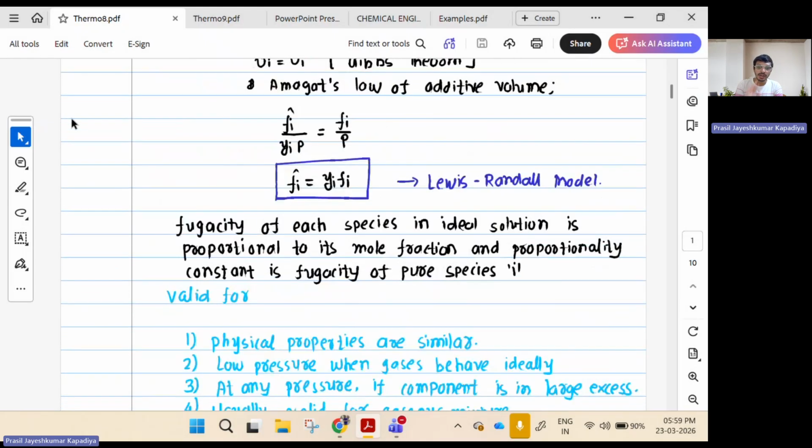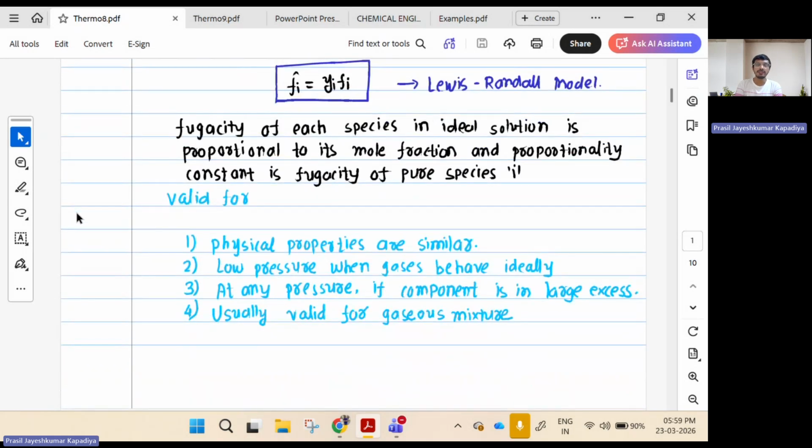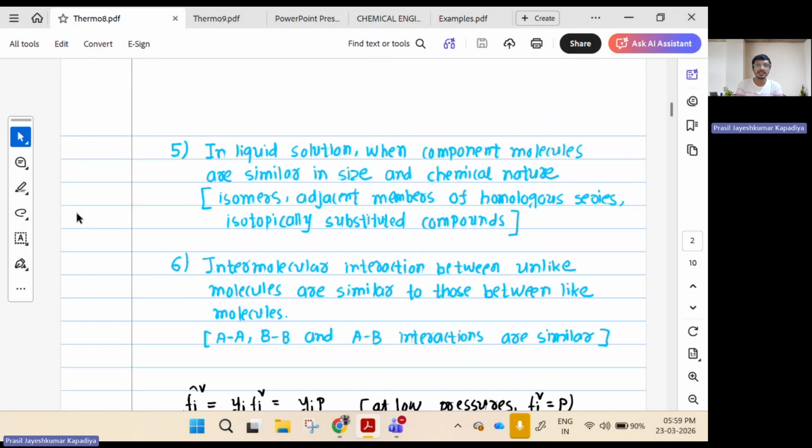In last class, we first started with the Lewis Randall model, which states that the fugacity of each species in an ideal solution is proportional to its mole fraction, and the proportionality constant is the fugacity of the pure species. This model is valid in particular cases: when physical properties of molecules are similar, when at low pressure, when gases behave ideally, at any pressure if the component is in large excess, and it is usually valid for gaseous mixtures.